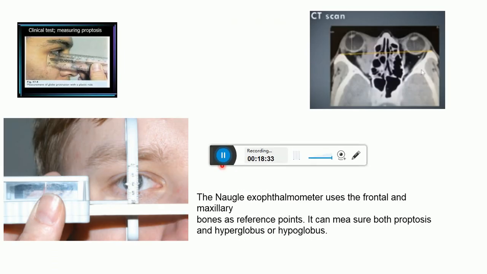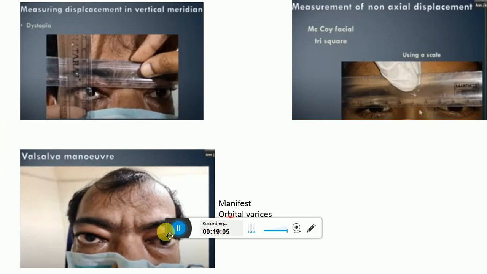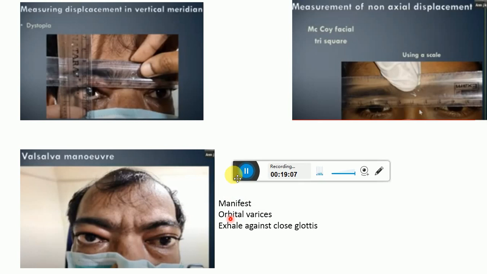This is Naugle exophthalmometer. It uses the frontal and maxillary bone as reference points. It can measure both proptosis and hyperglobus and hypoglobus. CT scan can also be used to measure proptosis. Here you can see both the lateral margins. A line is drawn from one margin to the other, and here you can see the proptosis in this eye. Measurements are also taken during Valsalva maneuver. The patient exhales against the closed glottis. It can also show orbital varices.